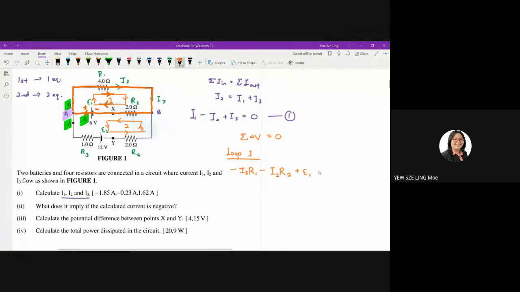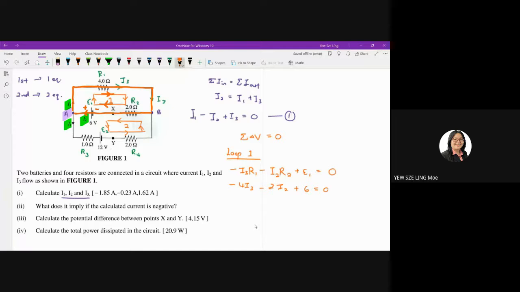Therefore, I can then let the equations be equals to 0. So I have negative I3 R1 minus I2 R2 plus EMF1 equals to 0 as my first equation in the second law. So the next thing, I'm going to plug in the values. Okay, R1 is 4 ohms, so negative 4I3 minus R2 is 2, so minus 2I2 plus 6 equals to 0.